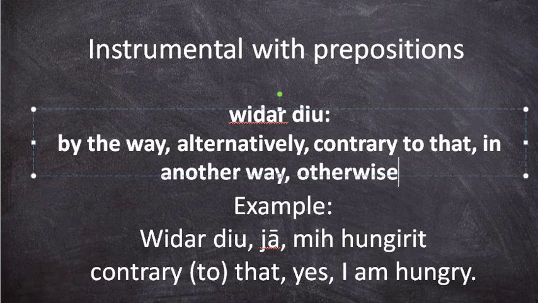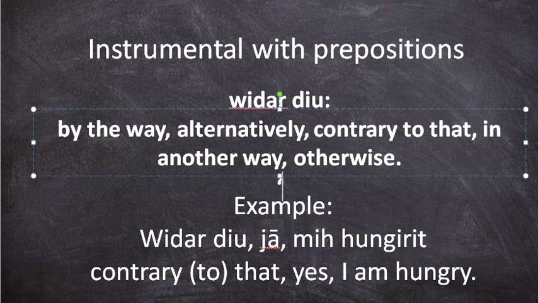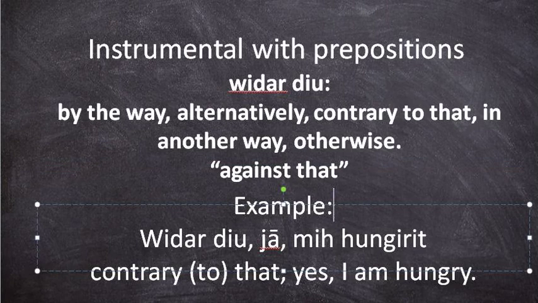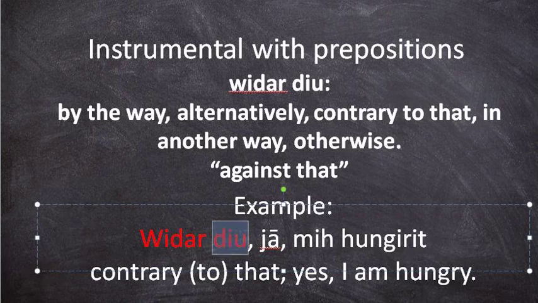But just imagine in your head a literal translation of against that, or opposite that. Hang on, let me just bring this upward. Yeah, there we go. So against that, contrary to that, or by the way, or in another way, alternatively. However you want to word it, the point is it's against that. Okay, and let's make this red. So that's our instrumental definite article. We got widar, and I pretty much overdid this, but let's move on.